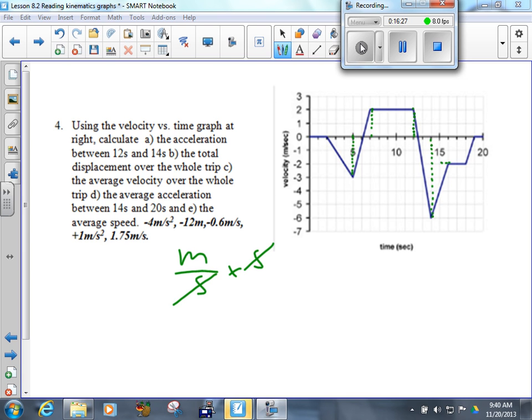I just like right angle triangles. I'm one of those weird people that has a certain way of doing things. All right, so we've got here all the shapes we have to find the areas of.